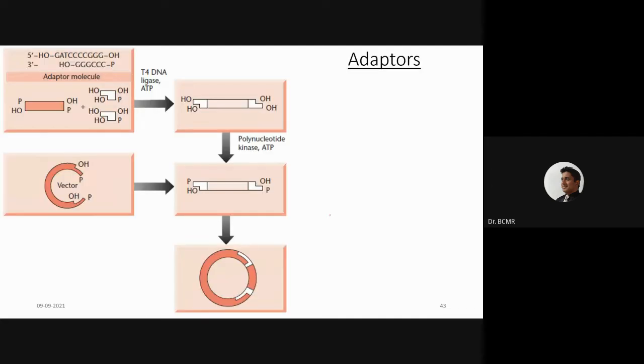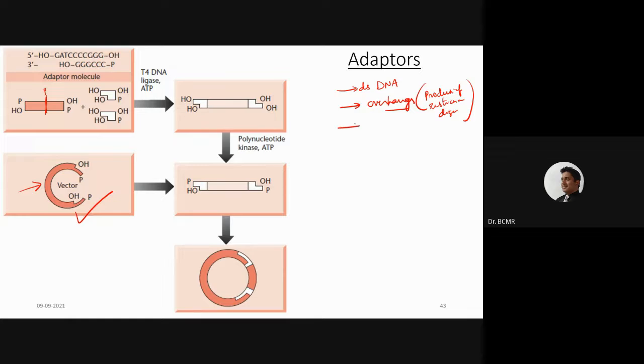Then we also learned about adapters. In case the gene of interest has a restriction site where we want to clone, then we cannot use the restriction endonuclease at that place. So there we can add adapters. Adapters are also double-stranded DNA, and they have overhangs which resemble the products of restriction digestion. We will synthesize adapters in such a way that the overhangs are compatible with the vector, based on the context.